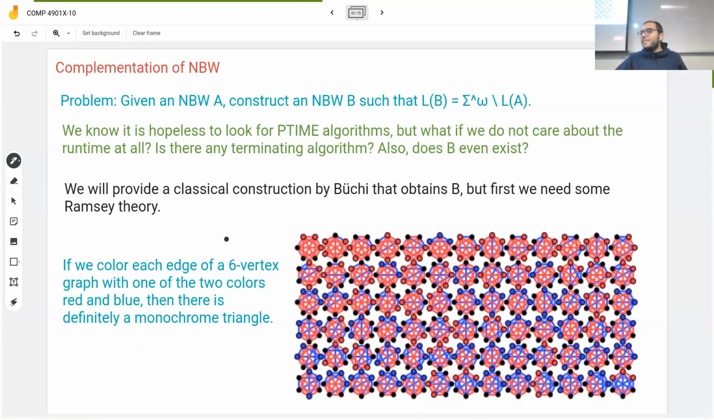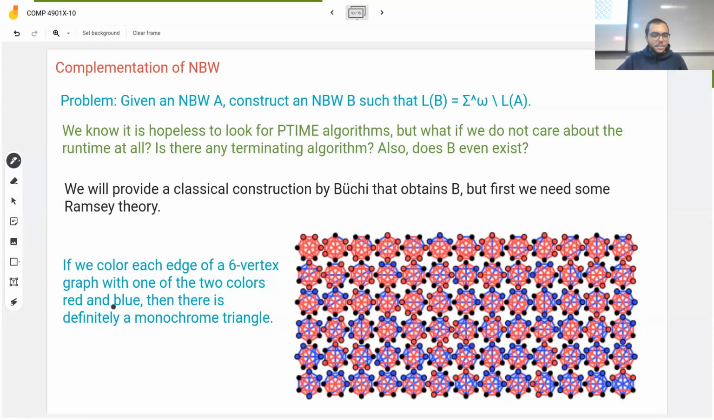If I have a graph with 6 vertices, a complete graph on 6 vertices, and I color each one of the edges either red or blue, there is definitely a triangle that is monochrome, that has all of its edges in the same color. Now, one proof of this is this really nice figure that I stole from Wikipedia. Someone actually just tried all the cases and showed that in every case you have a triangle. But an easier way to prove this is using the pigeonhole principle.